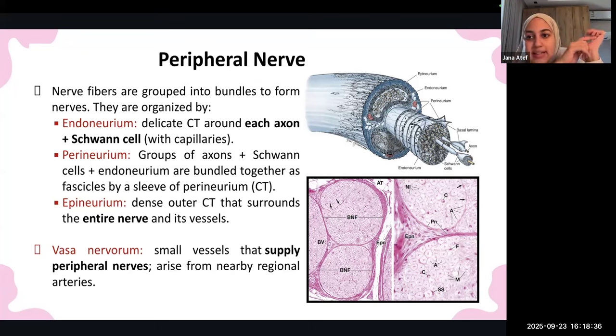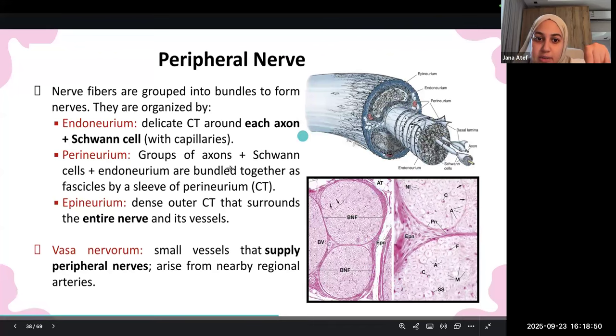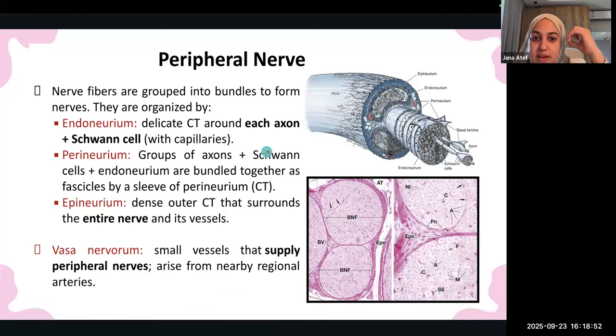Okay, epineurium is the dense outer connective tissue that covers the entire nerve. So for example, this is a nerve, and it's surrounded by the epineurium. This whole nerve, epineurium. If you go inside, the perineurium surrounds a group of axons and Schwann cells, or the endoneurium, bundled together. Basically, if you have an axon with its Schwann cell, they're each going to be covered with a perineurium. Okay, you get it?